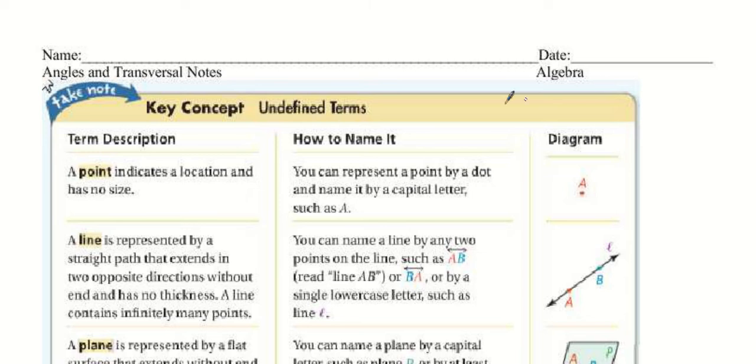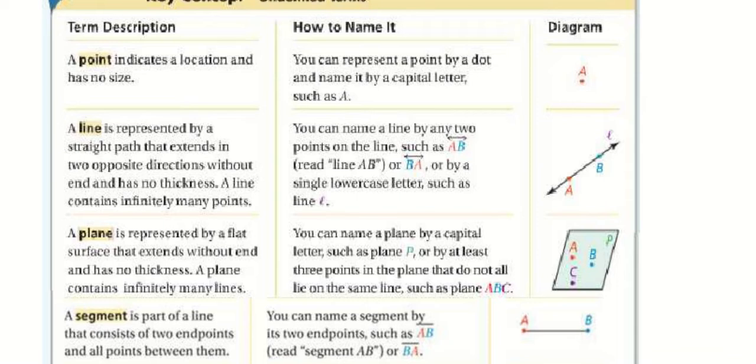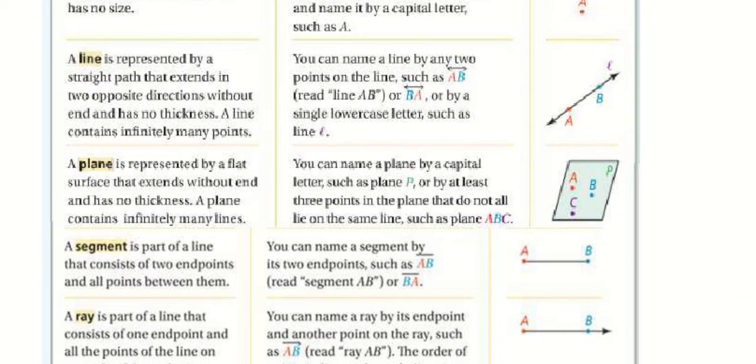We're going through our angle review here today. So just some terms to go through first. A point is just a location in space. It has no size, no dimensions to it. A line is a collection of points that extend forever, in both directions.